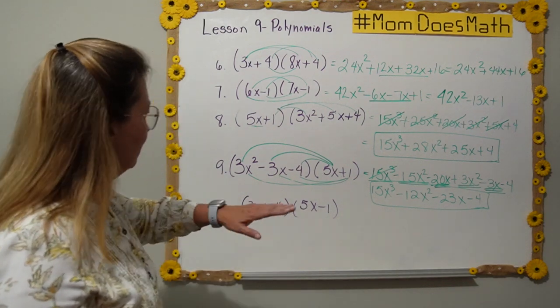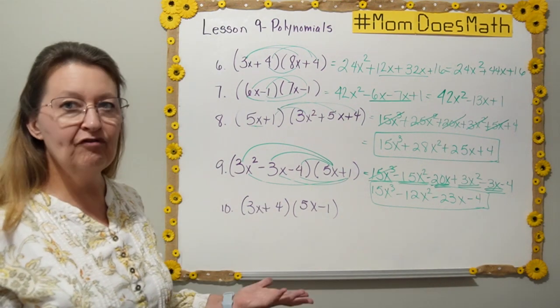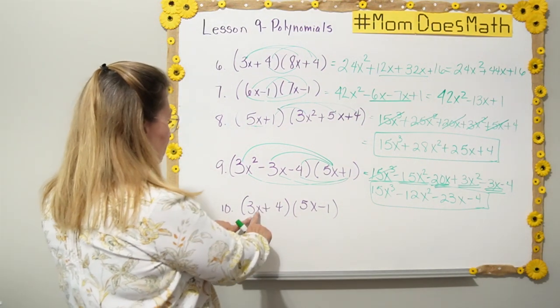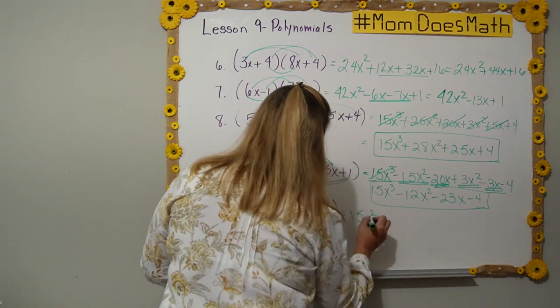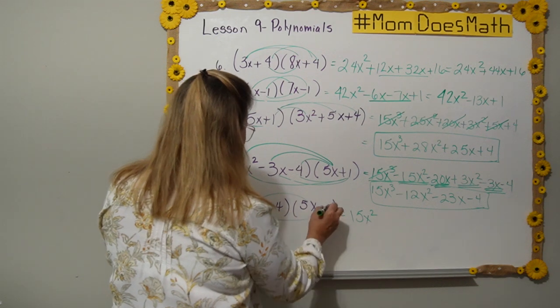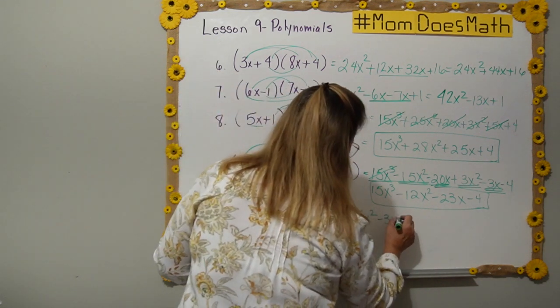Now, here is binomial times binomial, so we can FOIL it. The first two, 3x times 5x, 15x squared. All right, the outside two will give you minus 3x.